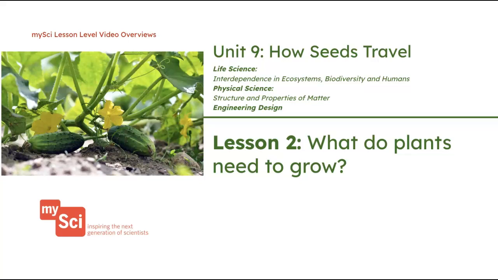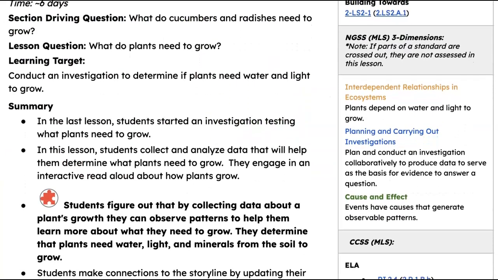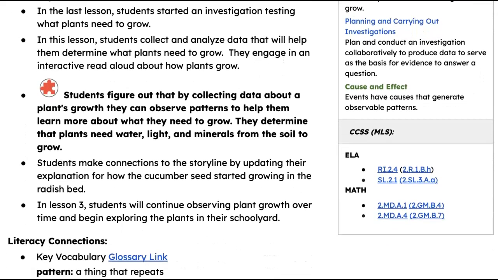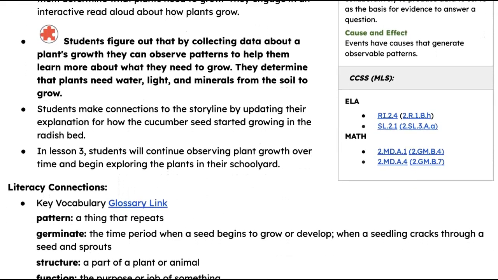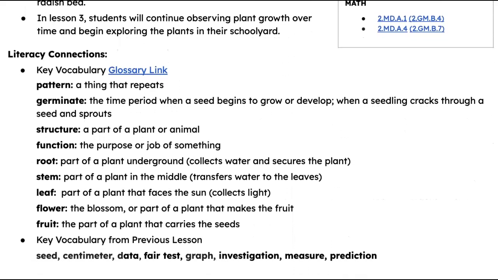They determine that plants need water, light, and minerals from the soil to grow. Students make connections to the storyline by updating their explanation for how the cucumber seeds started growing in the radish bed. There are several opportunities for ELA and math cross-curricular connections throughout the lesson. You can look for specific standard connections in the Unit 9 teacher guide. This lesson will take approximately 6 days to complete.